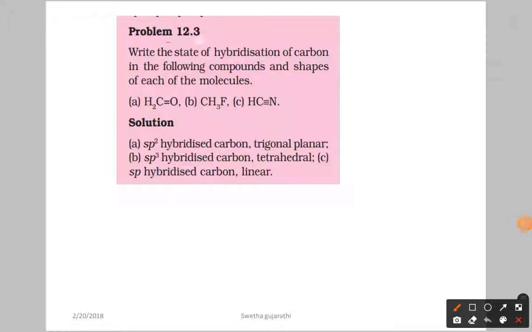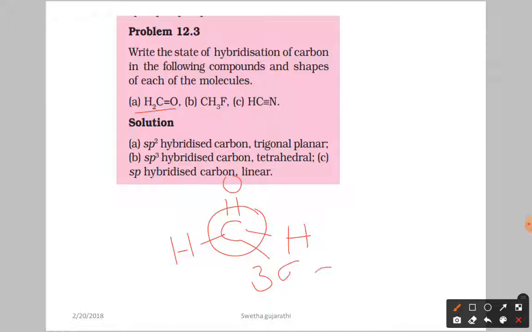Next, problem number 12.3. Write the state of hybridization of carbon in the following compounds and the shapes of each molecule. So you have to write the hybridization along with the shape. Let us see the first molecule. If you write the complete structure, oxygen valence should be 2, so double bond, and hydrogen is monovalent. Around this carbon we have 3 sigma bonds, so sp2 hybridization. sp2 means the shape is trigonal planar.